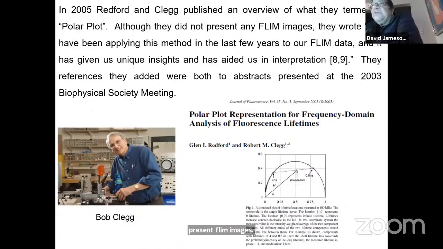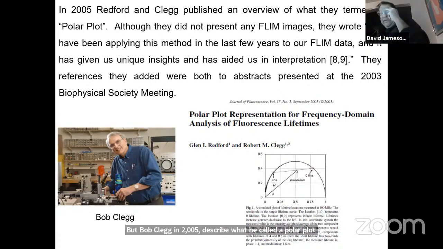But Bob Clegg in 2005 described what he called a polar plot. And this is Bob Clegg in his lab at the University of Illinois. He unfortunately died some years ago, but he was a magnificent scientist in person. He had some beautiful papers on this, what he called a polar plot. They didn't present any FLIM images, but they wrote in this paper that they'd been applying the methods for several years to FLIM data. But both of these references were to abstracts at the Biophysical Society, so we never got to see what FLIM images they actually utilized.